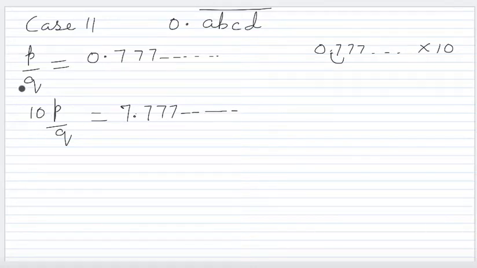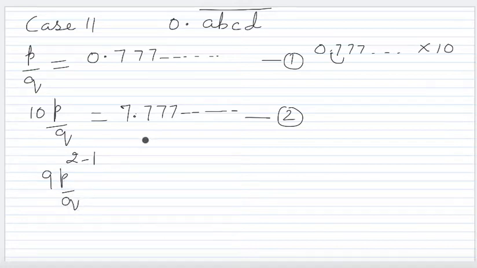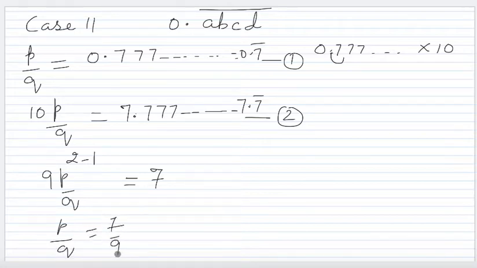Let this be equation 1 and this be equation 2. If I do 2 minus 1, 10p upon q minus p upon q will be 9p upon q. And subtracting 0.7 bar from 7.7 bar, all the decimal digits will cancel out and we will have only 7 left. So we can write p upon q is equal to 7 upon 9.